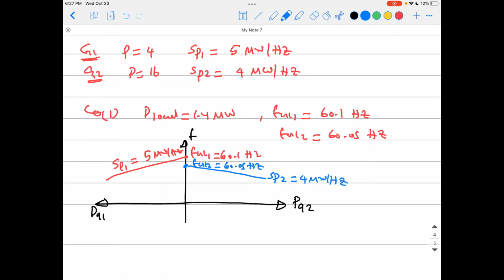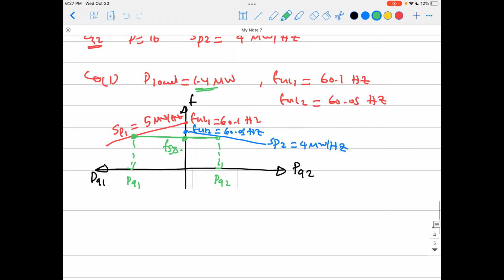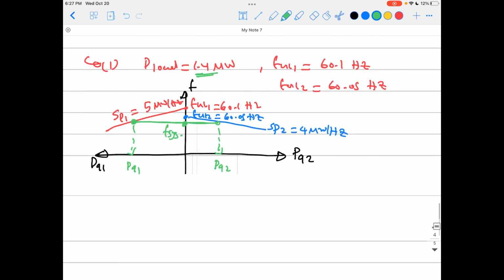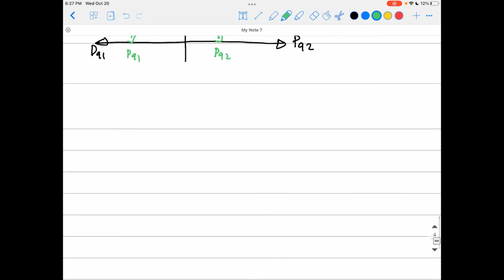It's a little bit down, and the slope of this curve, SP2, is 4 megawatts per hertz. Okay, what you need to do is just take the power he wants you to find, 1.4 megawatts, and plot it on the same thing, okay? And find the sharing. Here P generator 2, P generator 1, and here is F system, the system frequency they are working at together. Okay guys, how to do this? It should be easy.